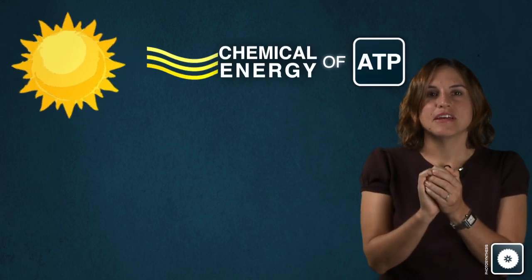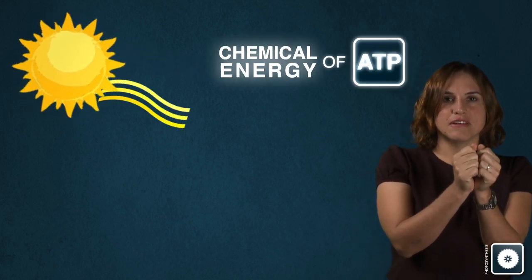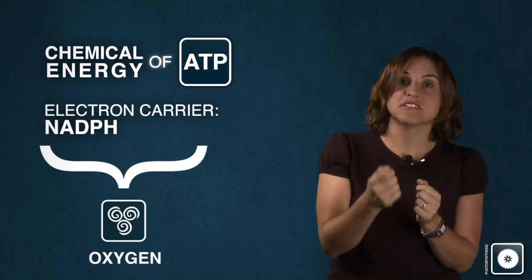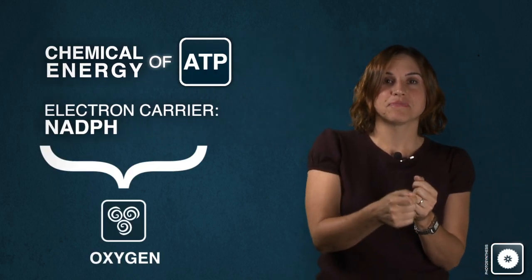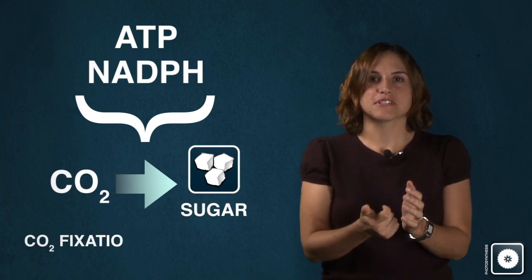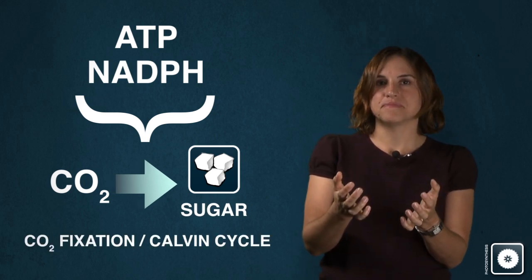In the first stage, light energy is captured into the chemical energy of ATP and the electron carrier, NADPH. Oxygen is a byproduct of this first stage. In the second stage, ATP and NADPH are used to convert inorganic carbon dioxide into sugar in a process called CO2 fixation, or the Calvin cycle.